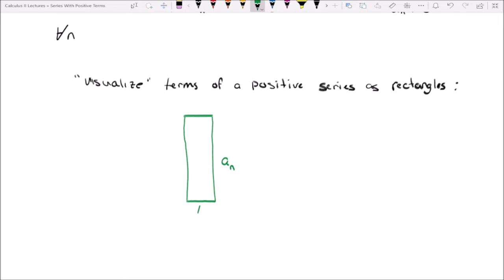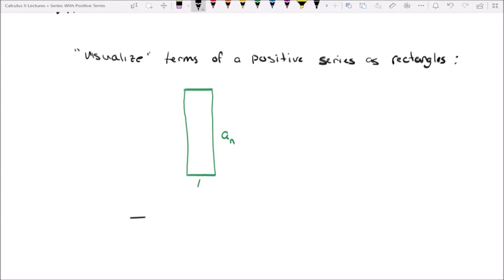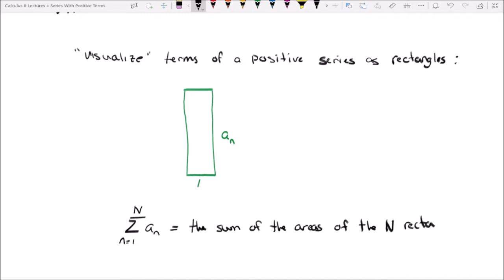Well, then this sum, let's say it goes from 1 to capital N, is just the sum of the areas, right, of the n rectangles.